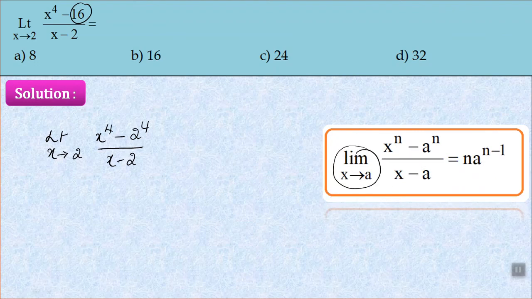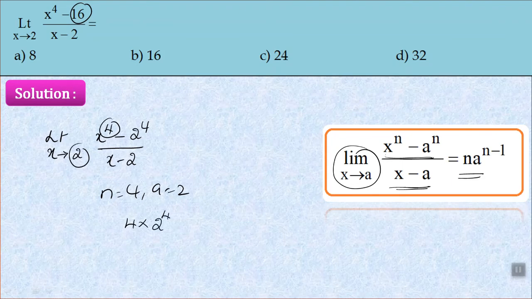Limit x tends to 2, x power 4 minus 16 can be written as 2 power 4, divided by x minus 2. Dear students, applying the shortcut formula, we get the answer within seconds. Limit x tends to a, (x power n minus a power n) divided by (x minus a) is equals to n into a power n minus 1. Here n is equals to 4, a is equals to 2. Now the answer is 4 into 2 power 4 minus 1, that equals 4 into 2 cube, that equals 4 into 8, that equals 32. Therefore, the answer is option D.